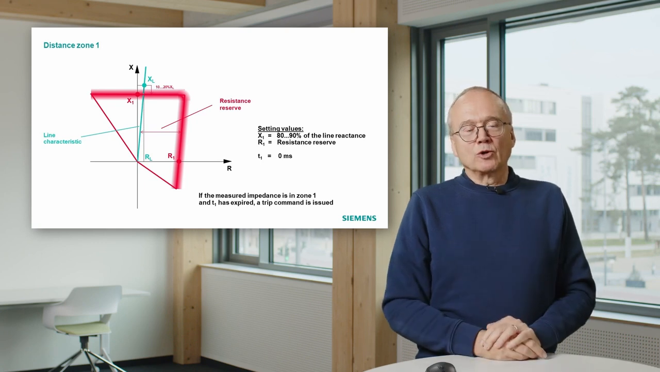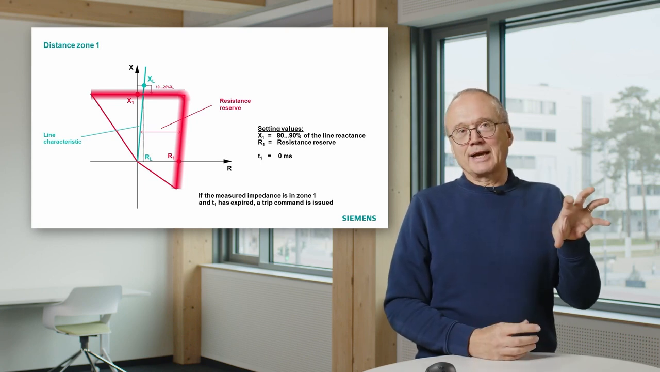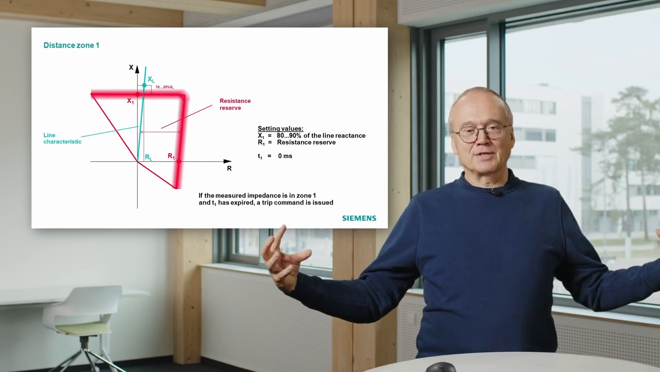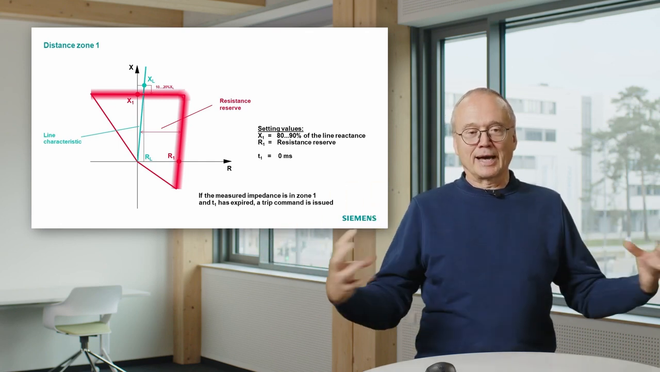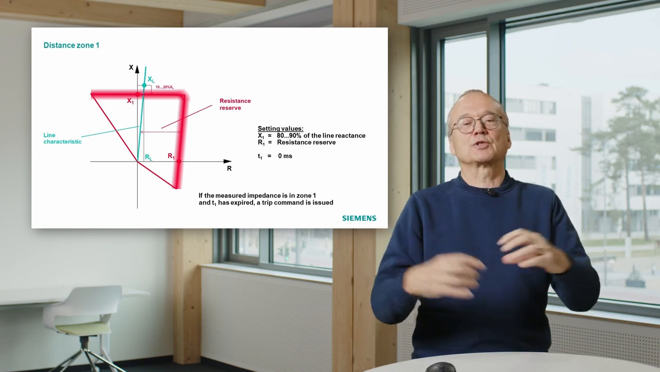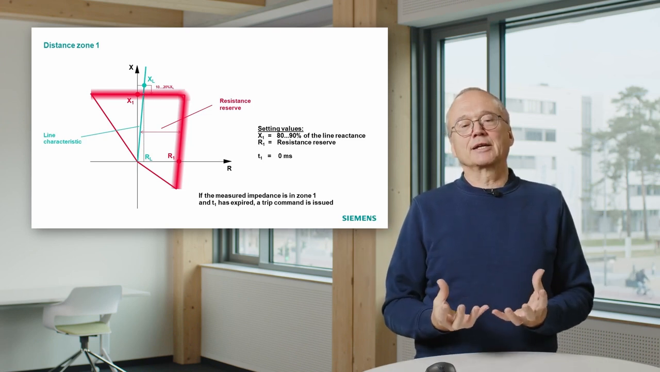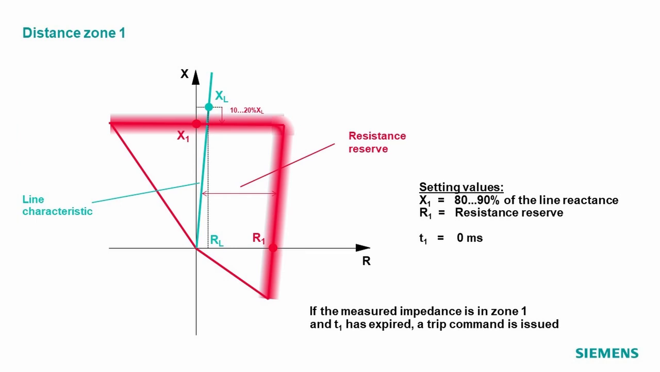Up to now, we looked only at one relay. In real life, of course, every line has two ends. That means if there is a fault on the line, the measurement is from both sides. And I would like to illustrate that a little bit using a simulation.